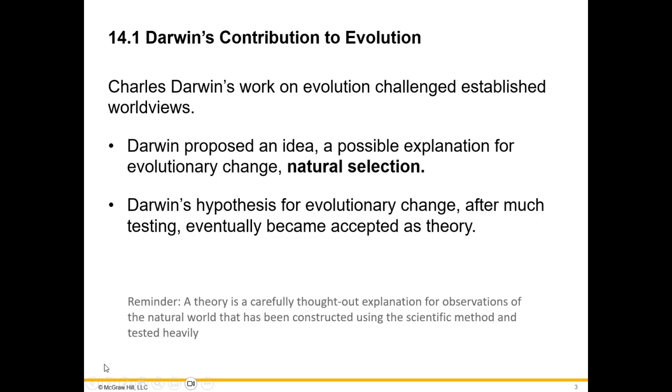Darwin proposed an idea which was a possible explanation for evolutionary change, which he termed natural selection. Darwin's hypothesis for evolutionary change, after a lot of testing, eventually became accepted as theory. And when I say theory here, I don't mean in the common term, I mean in the scientific term. In science, a theory is a carefully thought out explanation for observations of the natural world that has been constructed using the scientific method and tested heavily.